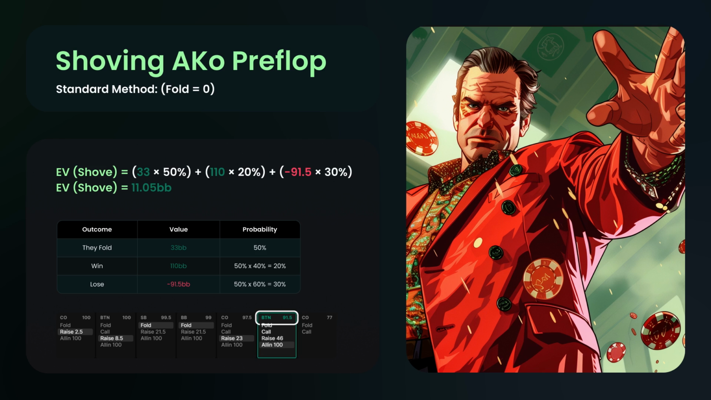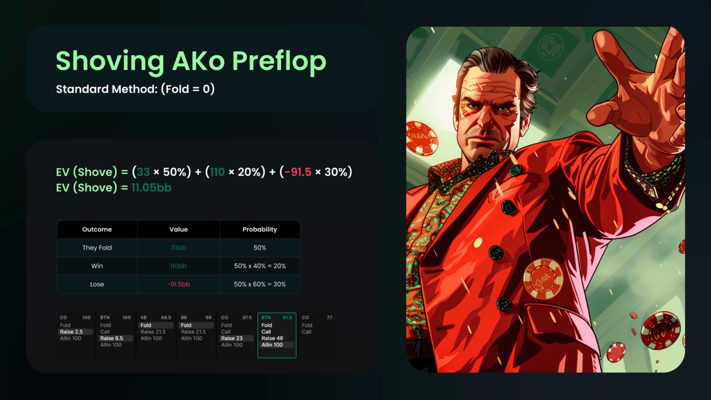Losing 91.5. Okay, so we know the values. Next, let's calculate the probabilities. We assume that they fold half the time, so that's 50%. We assume that they call half the time, and that when they do call, we're going to win 40%. That's our equity with ace-king against their range of 10s plus ace-king. So 50% times 40% is 20%.